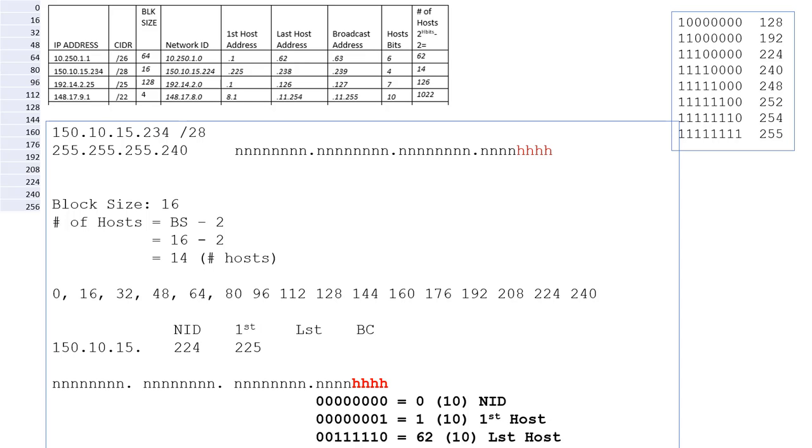Our last host address, well, let's go to broadcast first. Our broadcast address is going to be the highest in the range. Rather than doing that, what I want you to do is take the 240, which is the next network ID, and subtract 1, and that will give you your broadcast address. So we are going to do 239. And once you have the 239, then you can figure out the last address as 238. Okay?